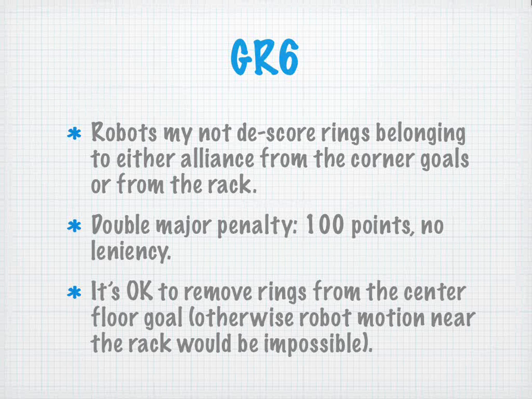So if a team decides, oh, I want to move that ring up from the middle row to the top row, they can't do that. And if they pull that ring off so that they can put it somewhere else, first off, we score that ring where it was originally. We don't score it where they moved it to, and they get a 100-point penalty. Again, it's okay to push rings around on the center floor goal, and that doesn't incur any penalty.